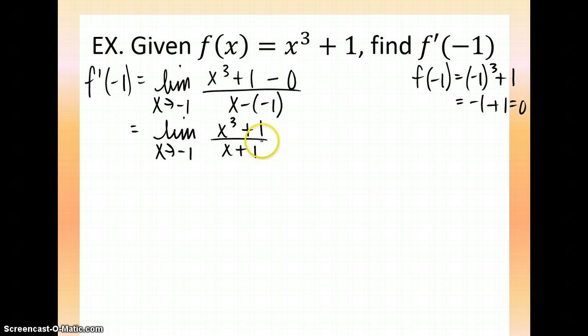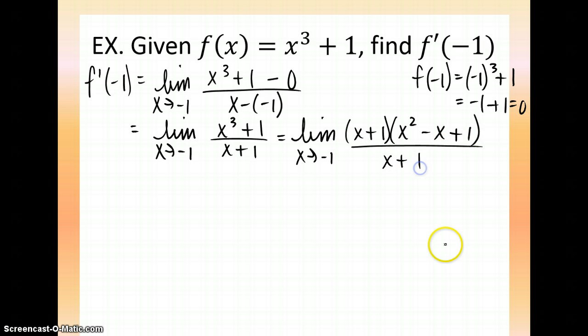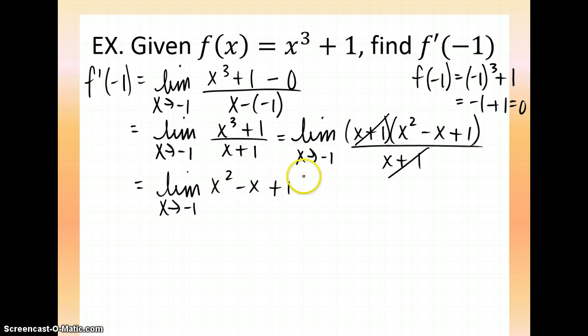Now direct substitution would give me 0 over 0, so what can I do algebraically? Factor the numerator, x plus 1 times x squared minus x plus 1, all divided by x plus 1. These cancel each other out. Limit as x approaches -1, x squared minus x plus 1. Now when I make the direct substitution, -1 squared is 1, opposite of -1 is +1, so 3. F prime of -1 equals 3.